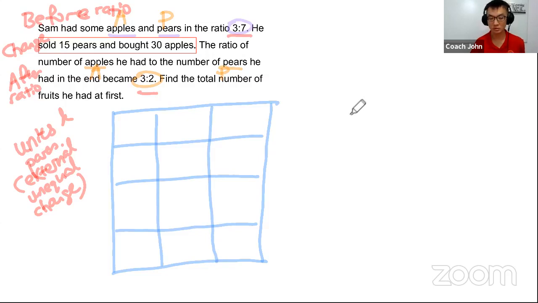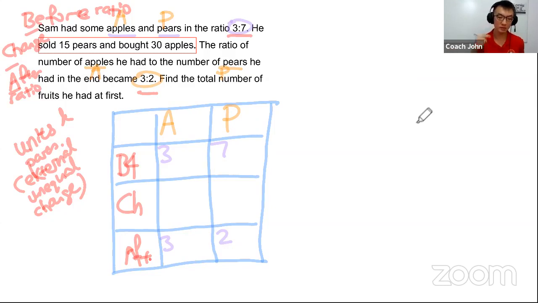Using the same color, we have B, C, A: before, change, after. Then we have apples and pears. And we have 3:7 from here, and then 3:2 for the before ratio and after ratio. And you realize that now I'm not even solving it yet.